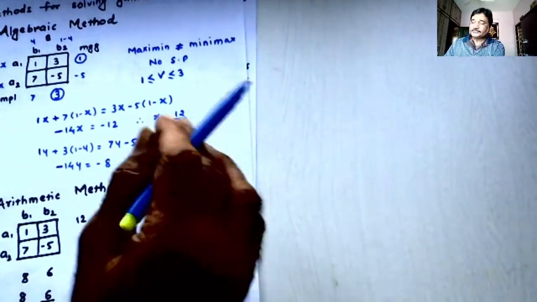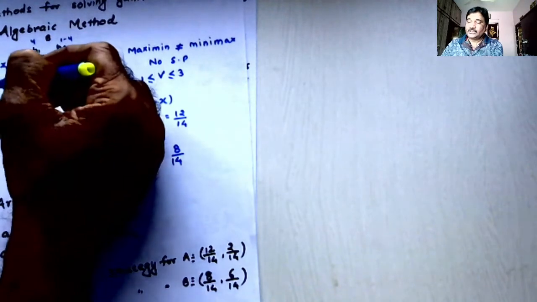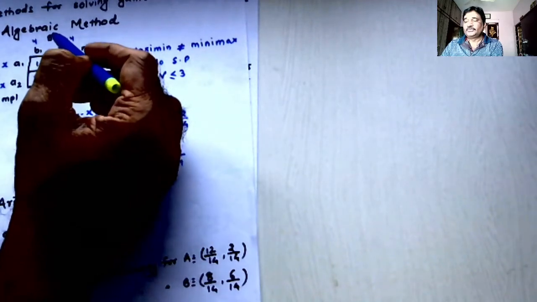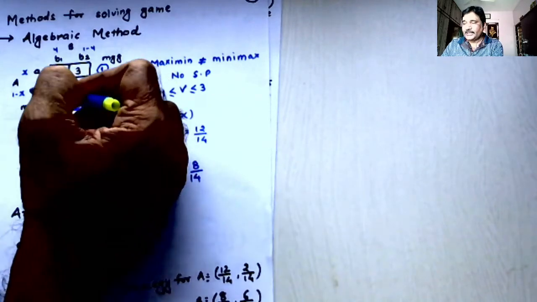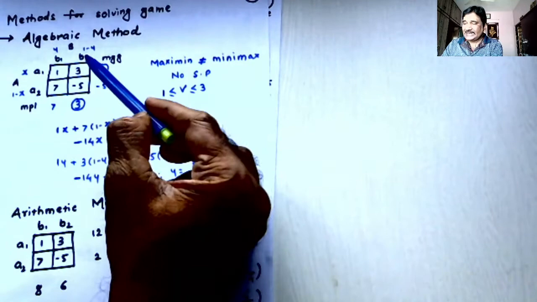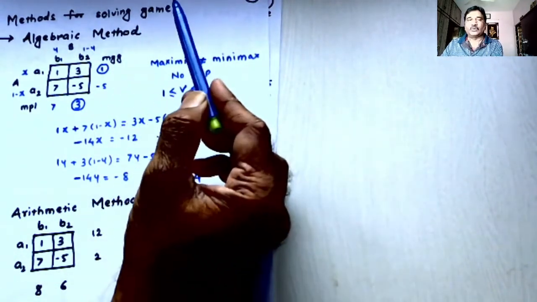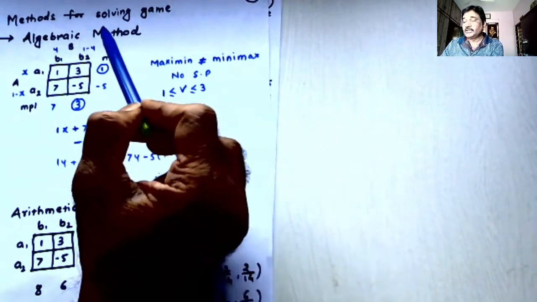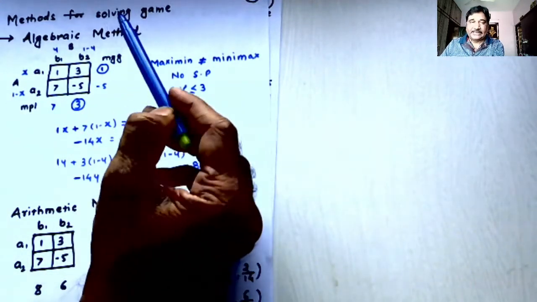For that, the logic is that the expected gain to player A will be the same irrespective of the course of action selected by player B. The expected gain to player A if player B plays B1 will be exactly equal to the expected gain to player A if player B plays B2. So the choice of player B will not make any effect on the expected gain of player A.